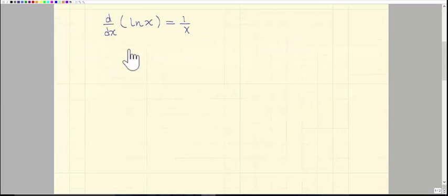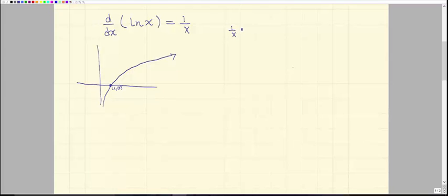If we look at the function natural logarithm of x, which remember passed through the point (1, 0) and had a vertical asymptote at x equals 0, then from the fact that its derivative is 1 over x, we notice that the function 1 over x is always positive. This reinforces the fact that ln x will increase because its derivative is greater than 0.